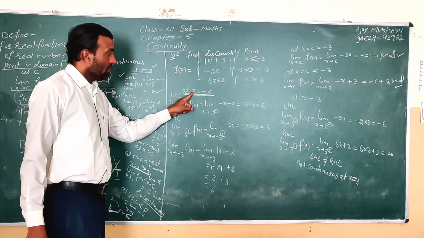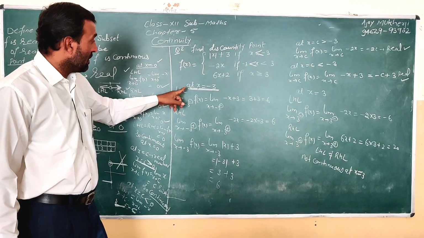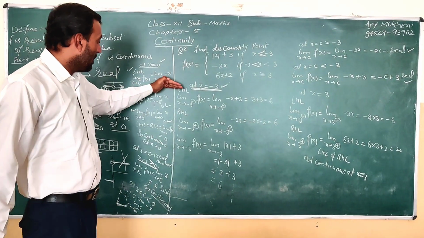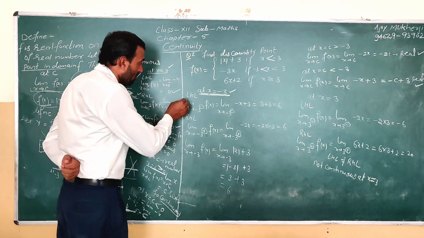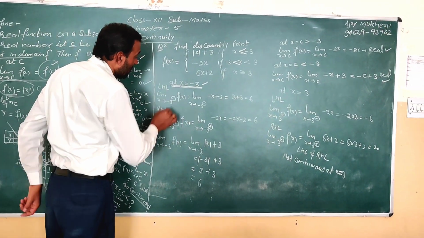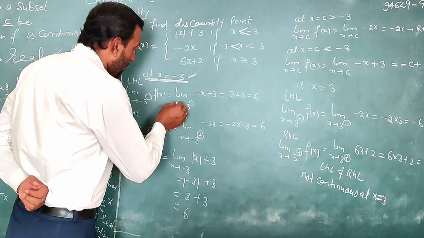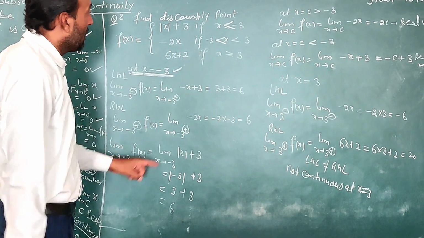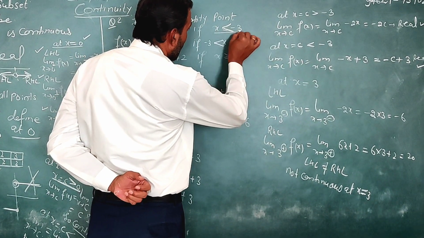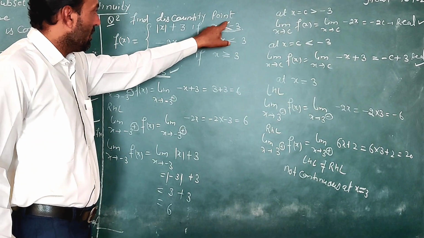When we check at x is equal to minus 3, we discuss 3 cases: left hand limit, right hand limit, and equal to. So first the left hand limit, limit x tending to minus 3, negative sign on the upper side, it means we are taking left hand limit of f(x). Look at this, the condition is x is less than minus 3.